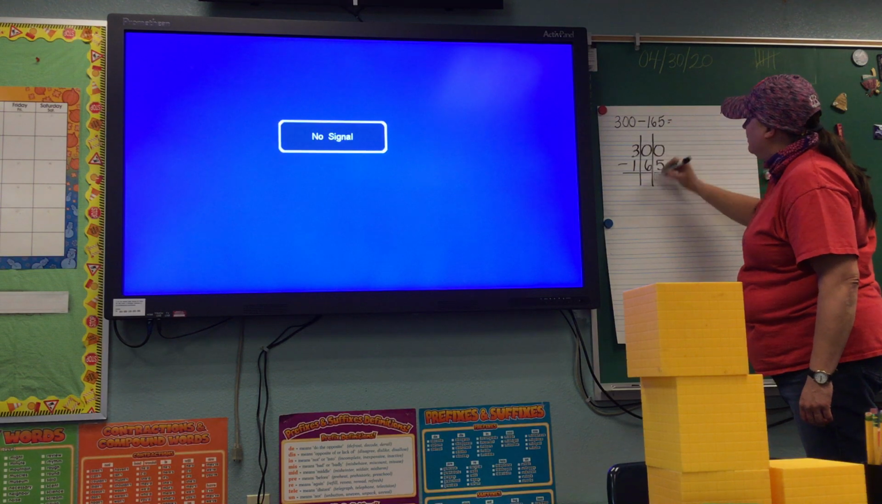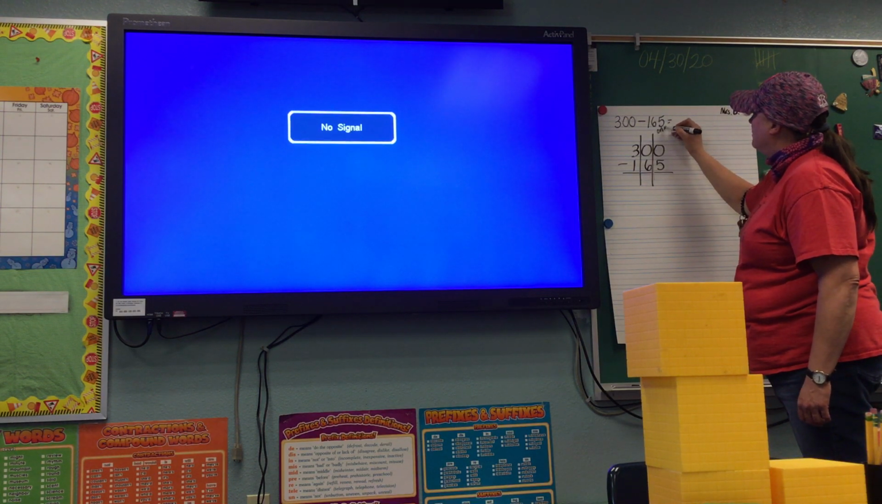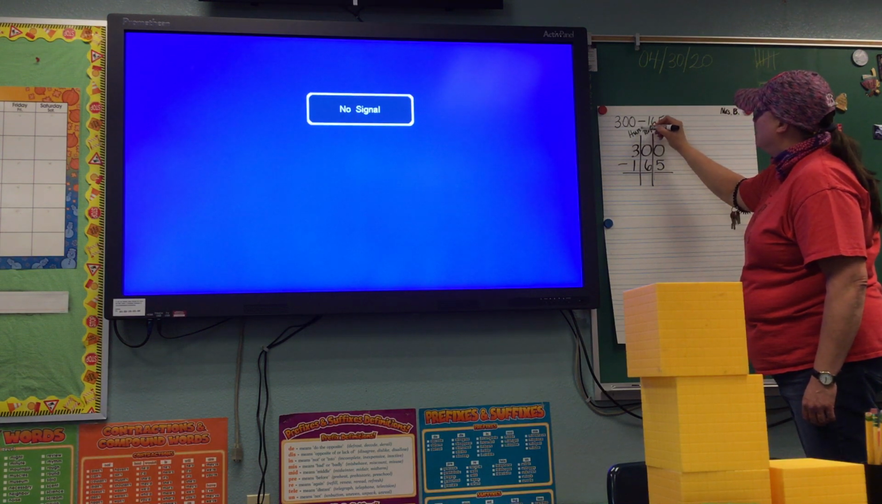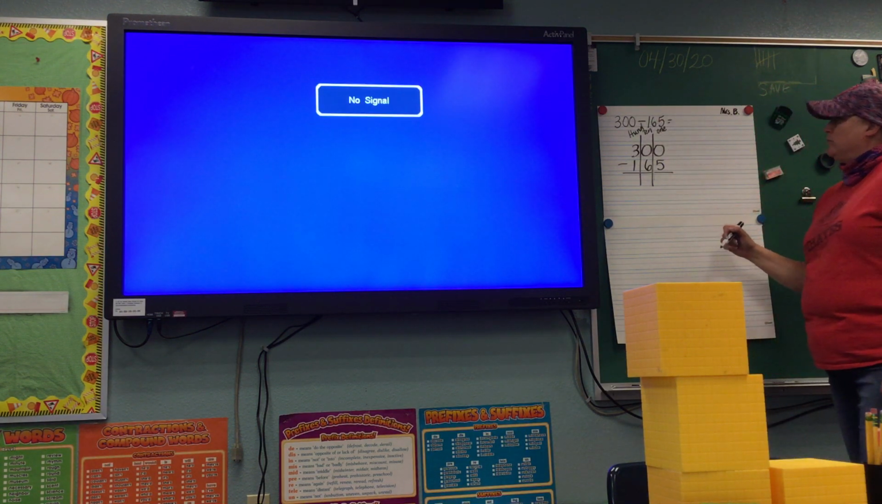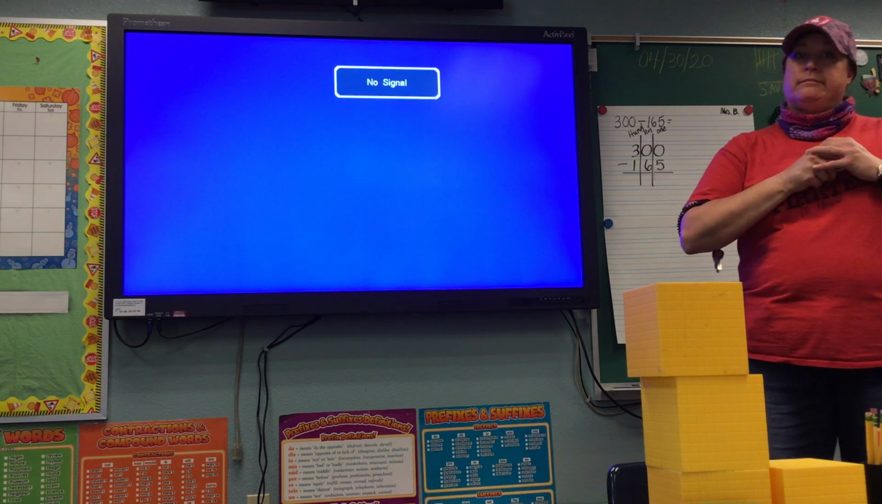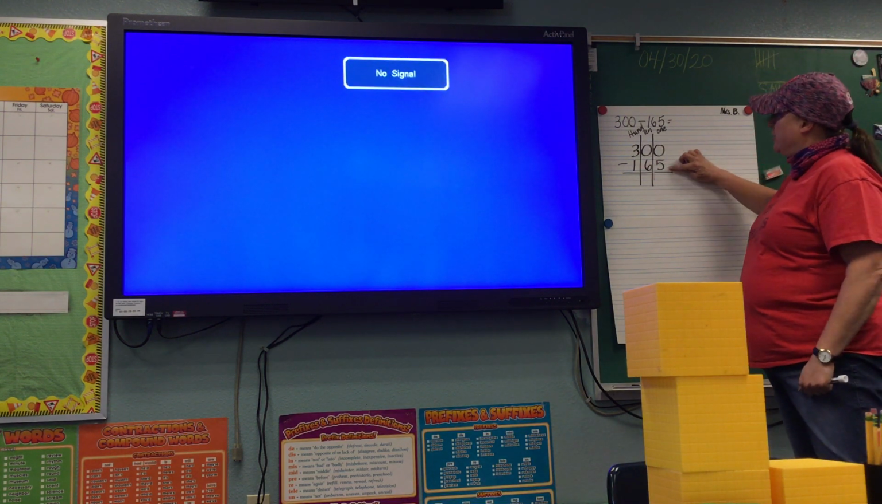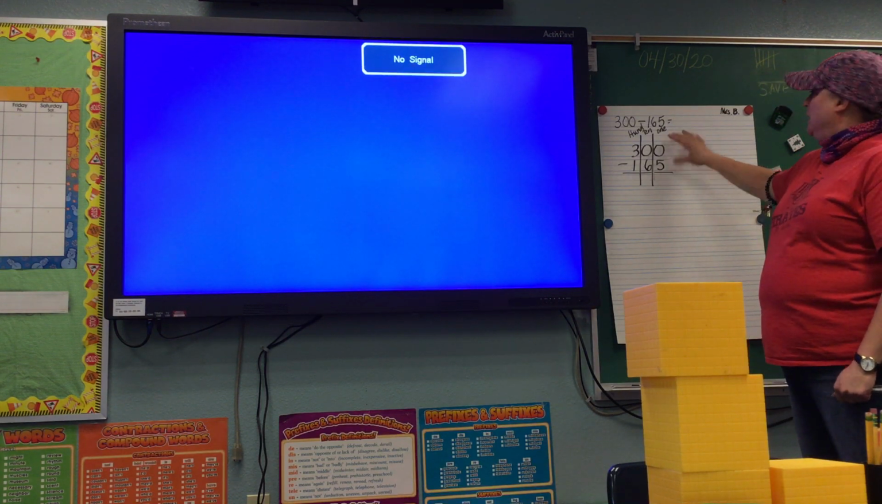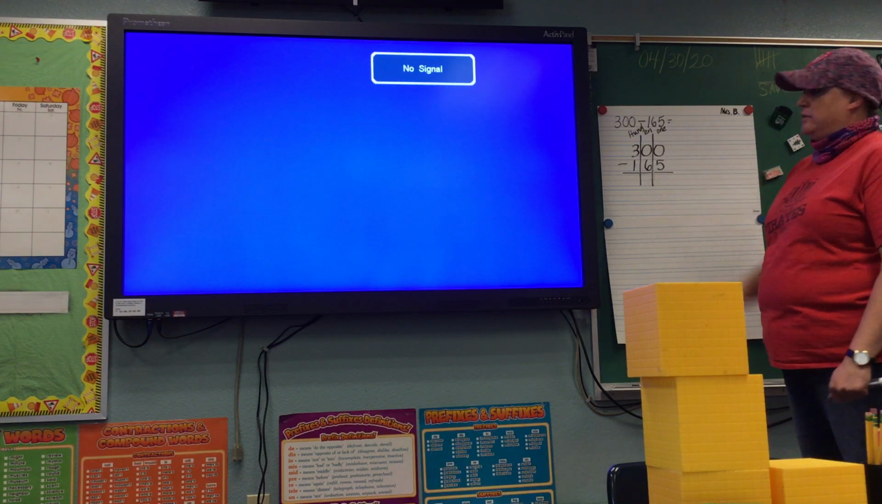Here we are. Here's my ones, my tens, my hundreds. Okay, now remember what I said about the big number needs to be on top. Let's take a look. 300 is bigger than 165, so we're good there. But now I want to go to the ones column. Is the 0 bigger than the 5?